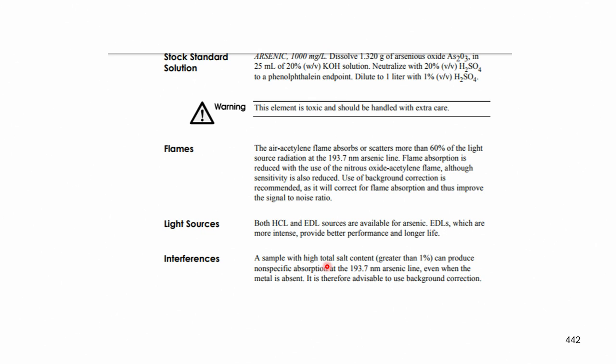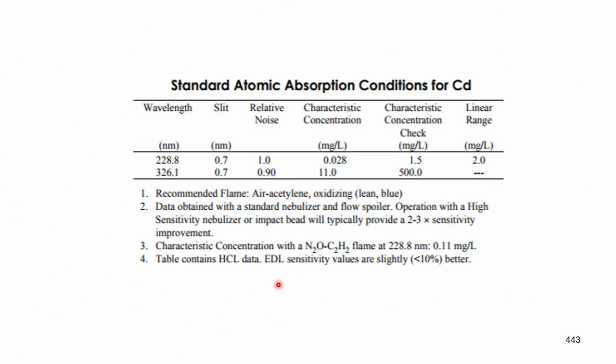I have about another 6 or 7 slides for the different elements. Anything specific I will mention. For example, cadmium seems to be one of the best elements for determination using flame atomic absorption. You can see that the detection limit, characteristic concentration, is 0.028 ppm. So, that is fantastic.